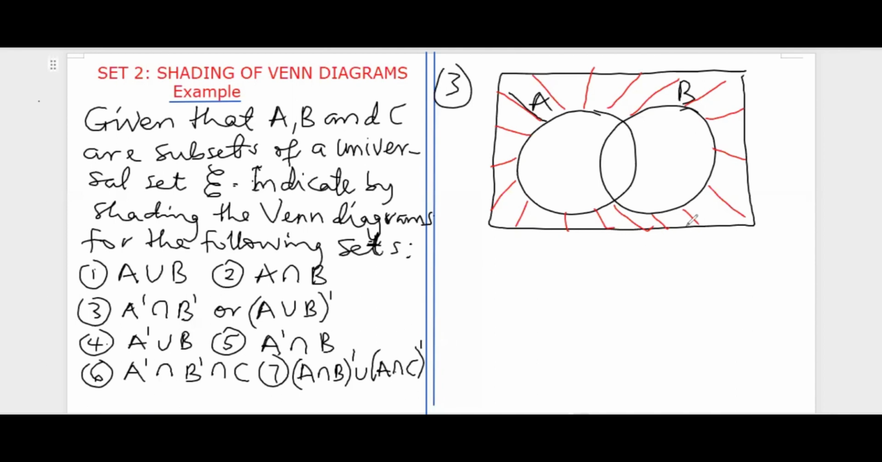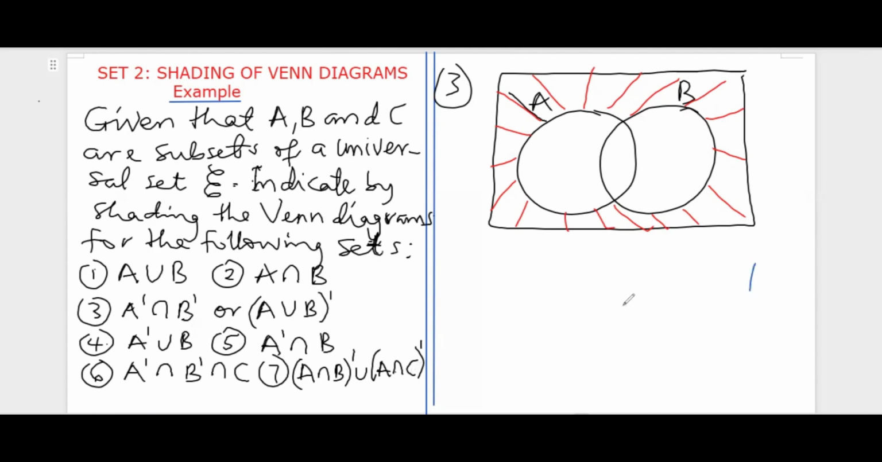For this one, this is what we have for A union B. The whole of this white part is A union B. Since it is the complement, the not A union B, we leave A union B, then we shade every other place. That is the same value as A complement intersection B complement.